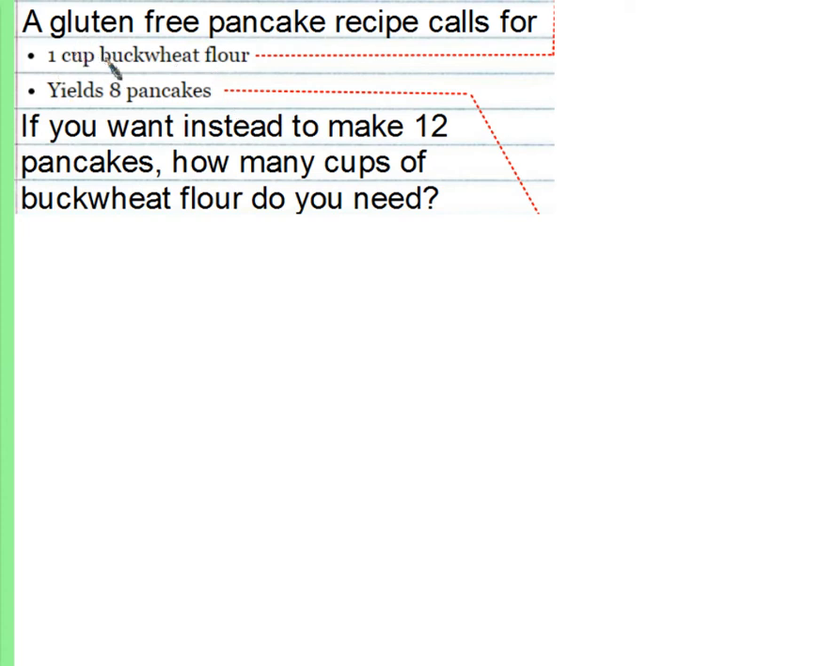It uses 1 cup of buckwheat flour to 8 pancakes. Okay.